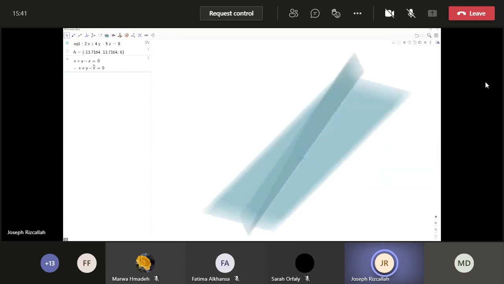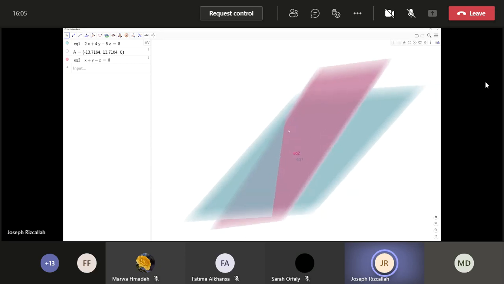And I will change the color of this so you can see it better. Let me make it maybe pink. So now I have two planes. You see, the blue plane, which is given by this equation, and the pink plane, which is given by this equation. And you see that these two planes intersect in a straight line. Do you see it? It's this line here.